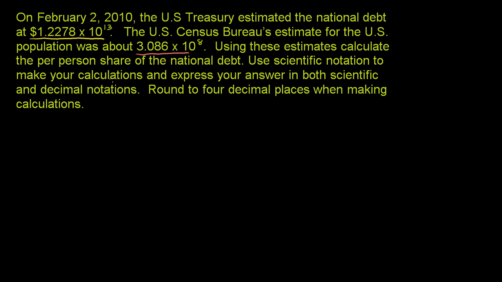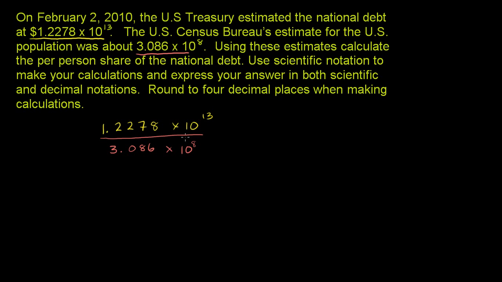Use scientific notation to make your calculations and express your answer in both scientific and decimal notations. All right, which means just as a regular number. Round to 4 decimal places while making calculations. So we want the per person debt. So we want to take the total debt, divide by the number of people. So the total debt is 1.2278 times 10 to the 13th power. And we want to divide that by the total number of people, which is 3.086 times 10 to the 8th.